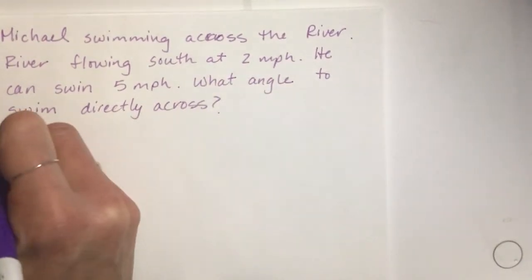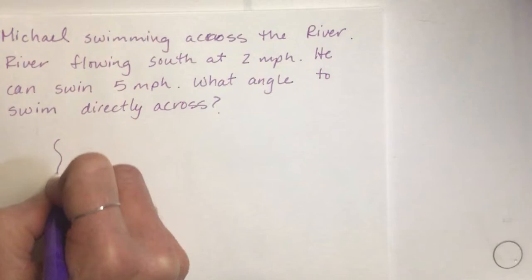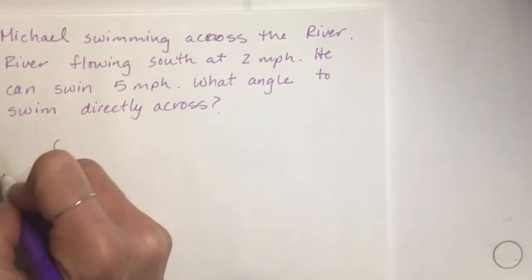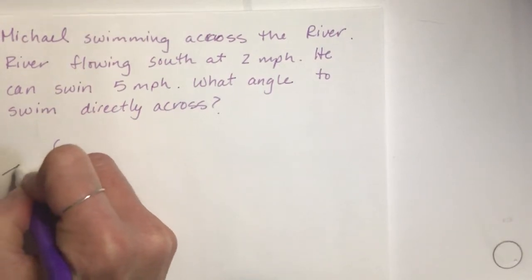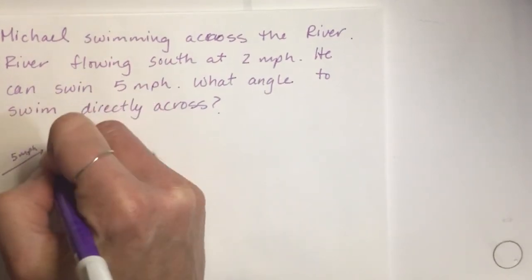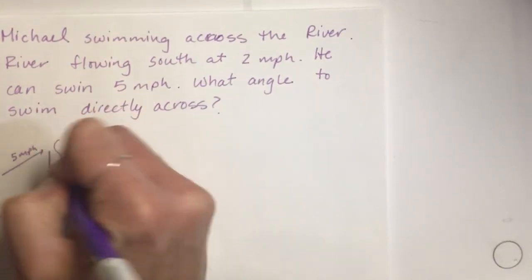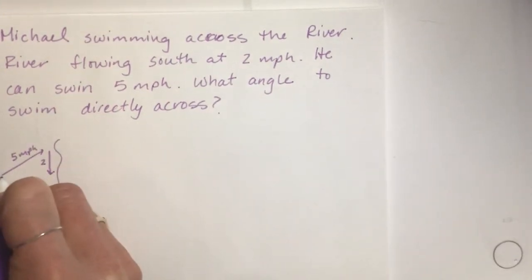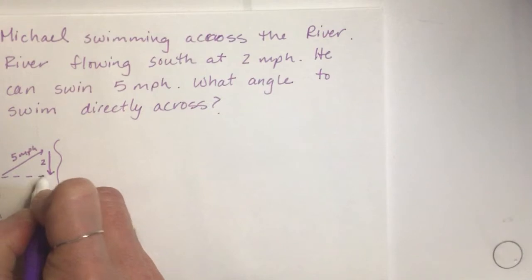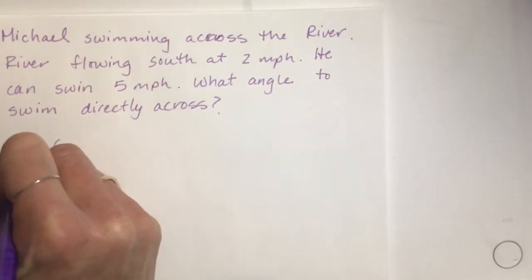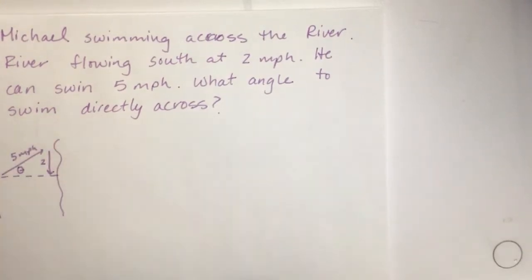Okay, so here's our river, the Columbia River, and Michael's over here, swimming across at 5 miles per hour. But the river is pushing him here at 2 miles per hour. Michael wants to go directly across because he wants to save energy. Okay, there we go. We want to know that theta, what angle.